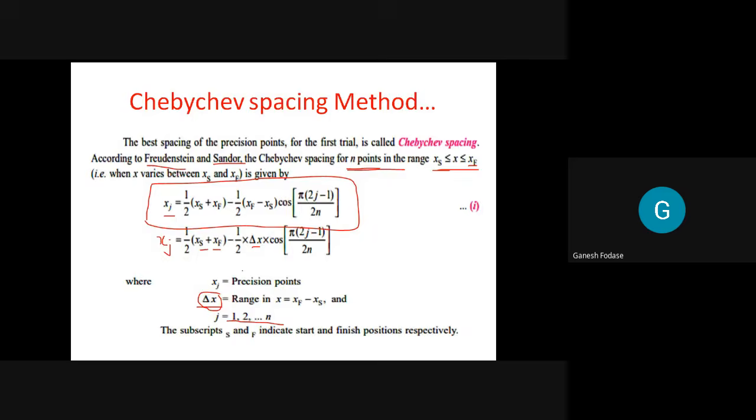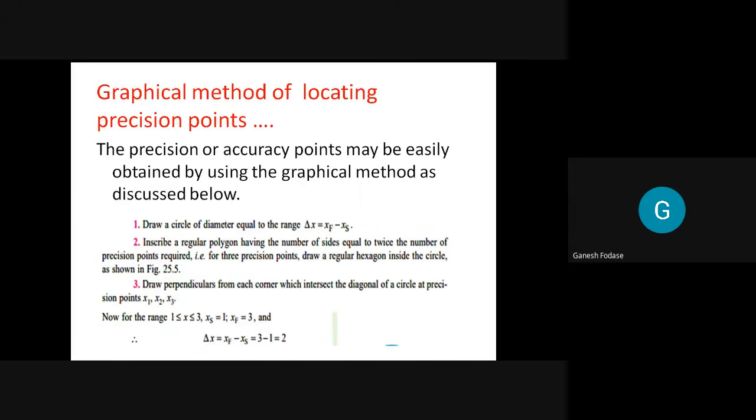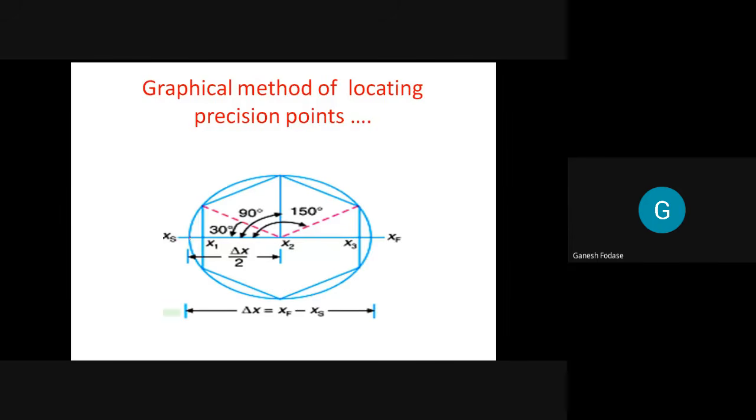Now, this is the analytical formula. Graphically also we can construct precision points. How do we obtain them graphically, that is, how do we find x1, x2, x3? You can see here the range is given as delta x. If xf is given and xs is known, then we can find delta x. So how do we find the intermediate points x1, x2, x3 by the graphical method? Try to understand here. xs is the starting point, xf is the final point, and we need to locate the precision points. Let's say here it is x1.